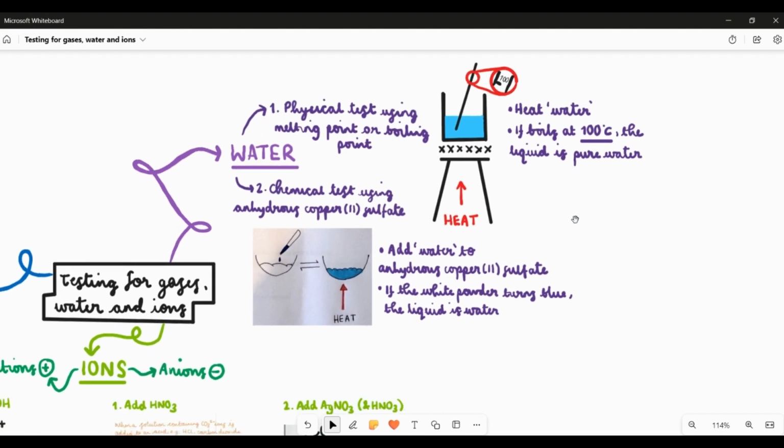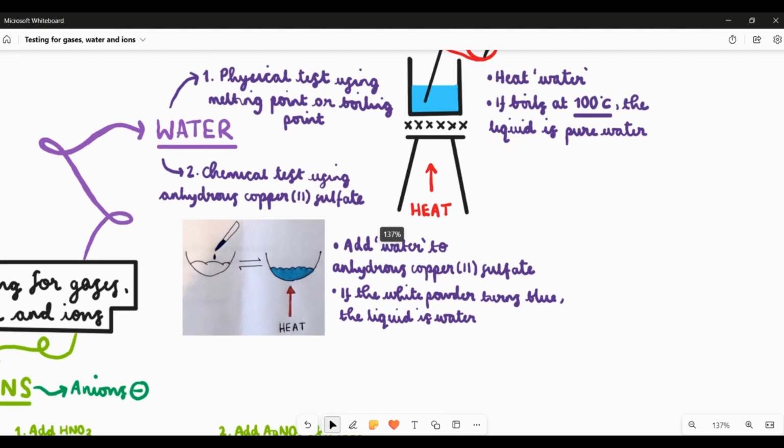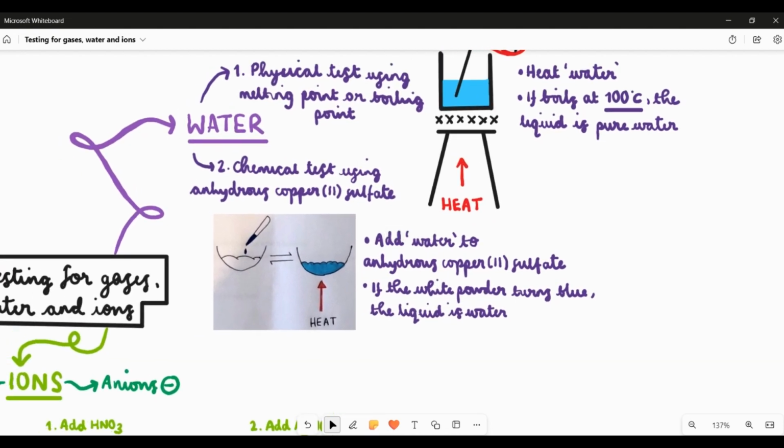For the chemical test, we're using a chemical reaction to prove whether, again, the liquid we believe to be water is water. Now, we're going to use something called anhydrous copper 2 sulfate powder. And in my little diagram, that is the white substance in this crucible. And the anhydrous copper 2 sulfate powder is white, and the word anhydrous means without water. So that white powder starts with no water at all.